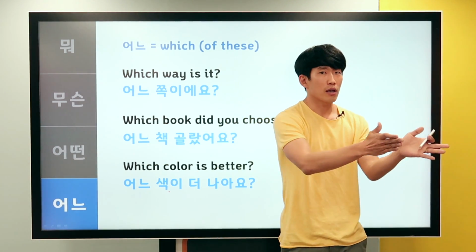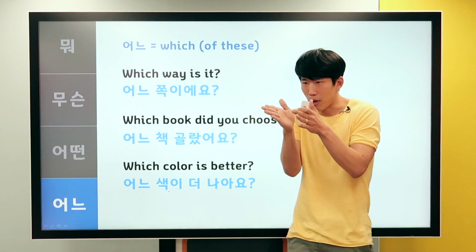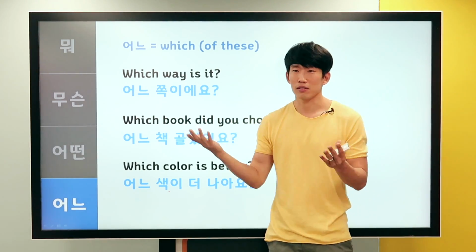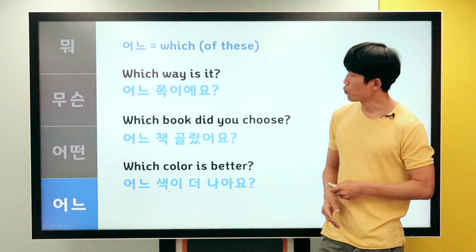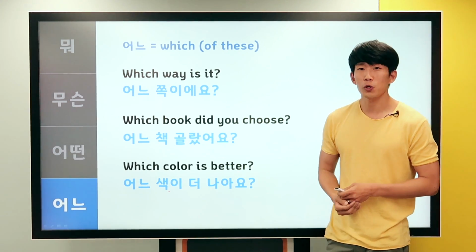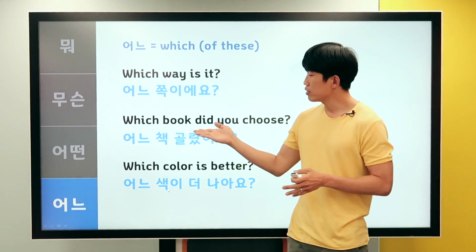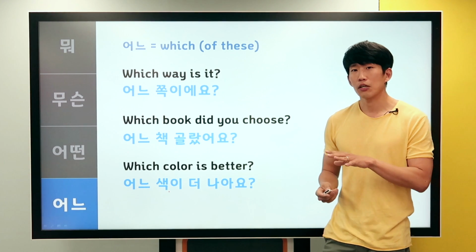Is it that way? Of course, there can be a million different directions, micro directions, but usually it's either that way, this way, or things like that. So 어느 쪽이에요? Which way is it? Which book did you choose? 어느 책 골랐어요?